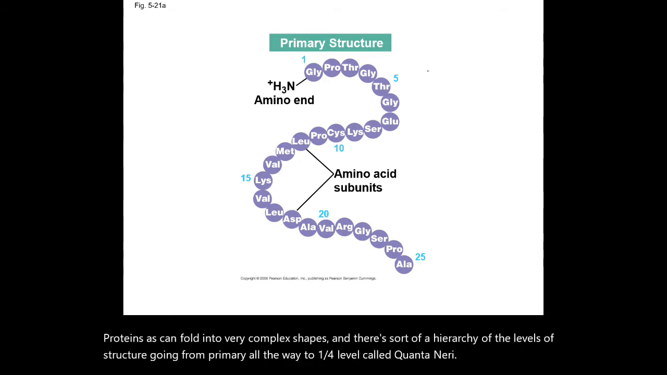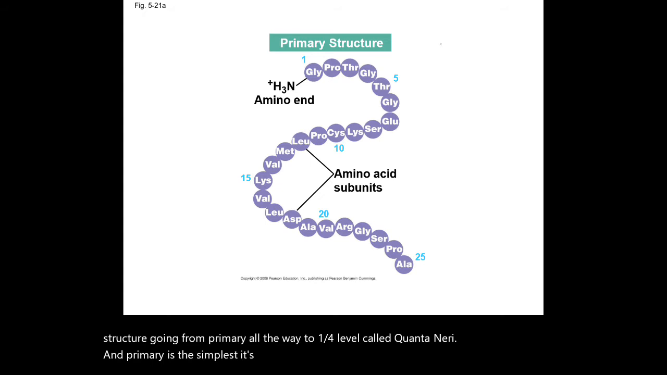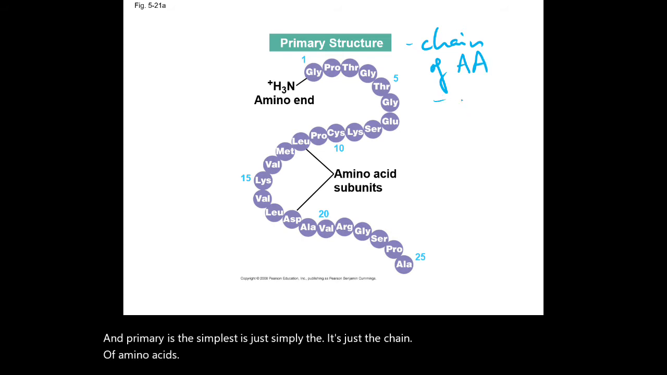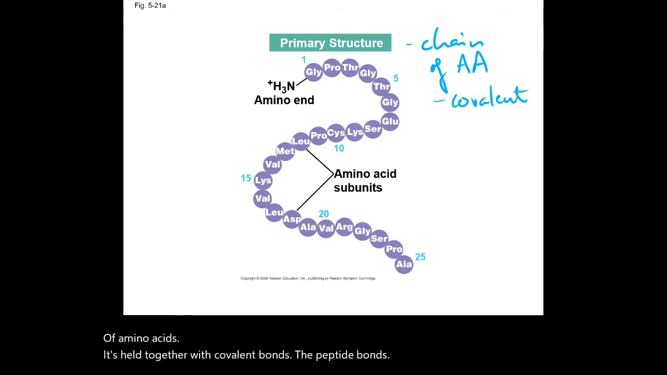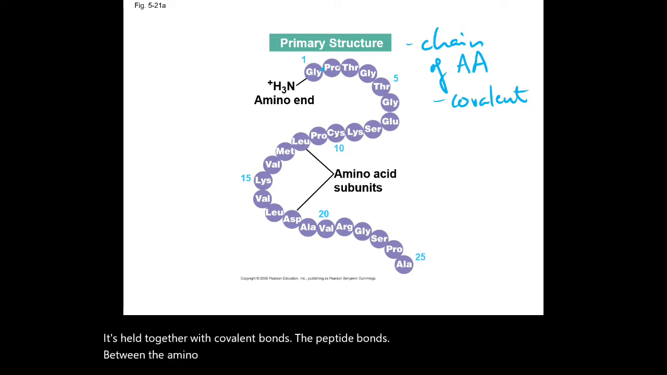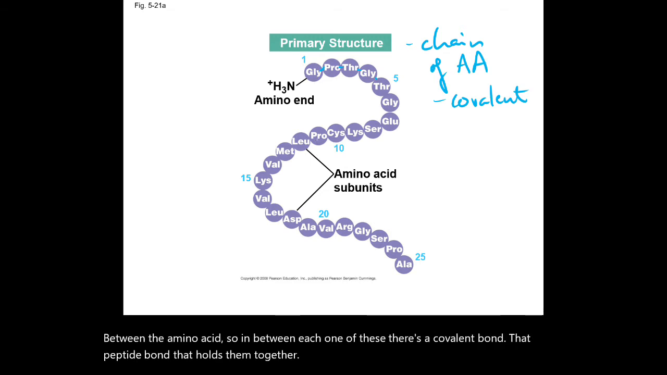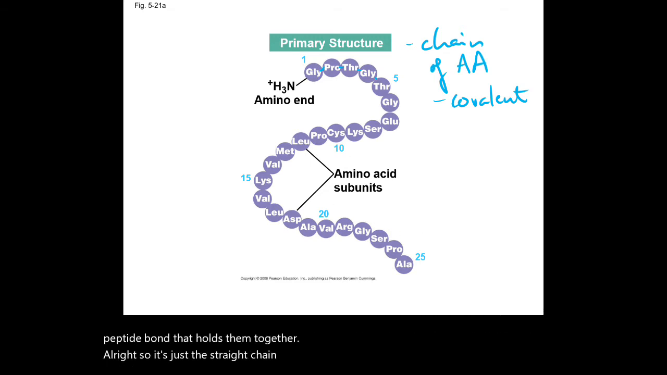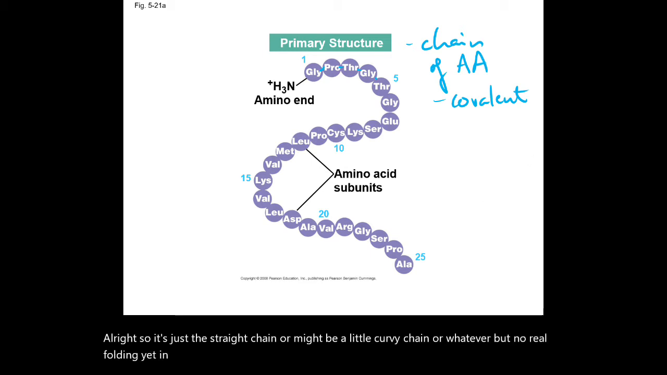And primary is the simplest. It's just the chain of amino acids. It's held together with covalent bonds, the peptide bonds, between the amino acids. So in between each one of these, there's a covalent bond, that peptide bond that holds them together. All right, so it's just the straight chain, or might be a little curvy chain or whatever, but no real folding yet at the primary level.